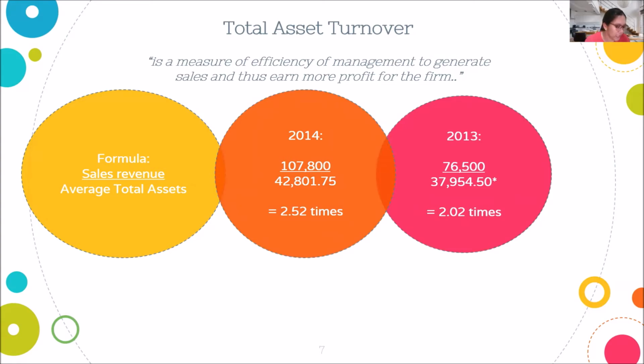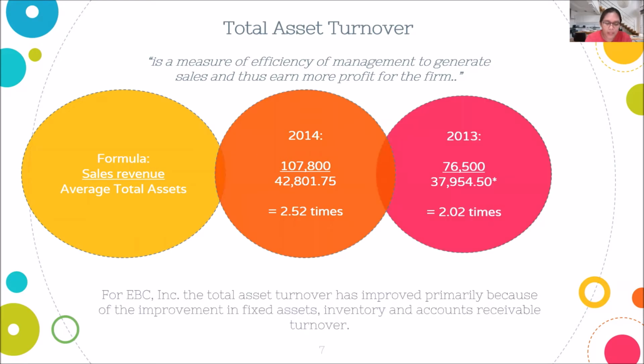So a higher ratio is preferred as it reflects more efficient asset utilization. The more, the merrier; the higher, the better. A low asset turnover ratio reflects bad management of assets by the company. Dito naman sa EBC, okay naman siya kasi it increases the asset utilization in generating profit. For EBC Incorporated, the total asset turnover has improved primarily because of the improvement in fixed assets, inventory, and accounts receivable. As we go along, we will check if that's really what happened.